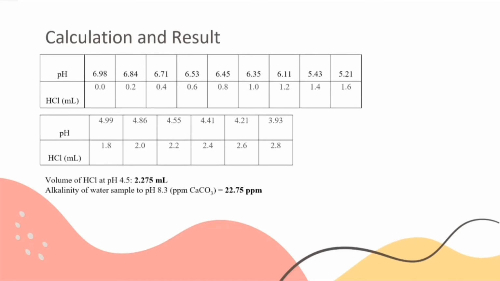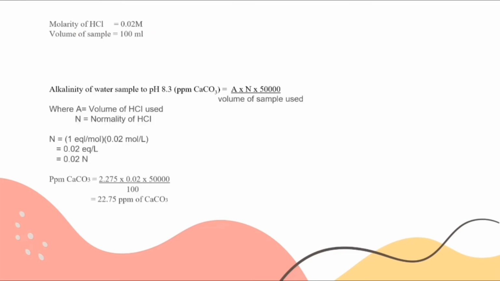Calculation and result. The volume of HCl at pH 4.5 is 2.275 ml. Alkalinity of the water sample to pH 8.3, in ppm of CaCO3, is 22.75 ppm. These are the sample calculations for the experiment.